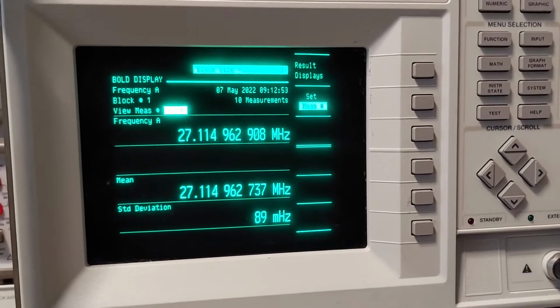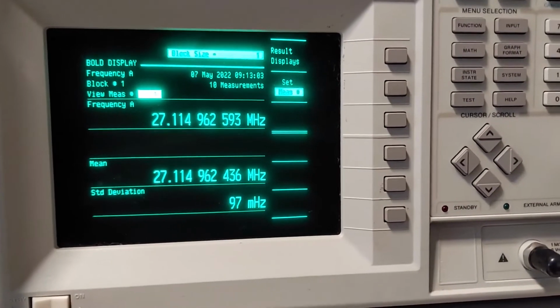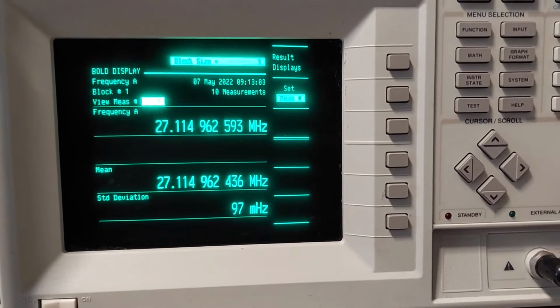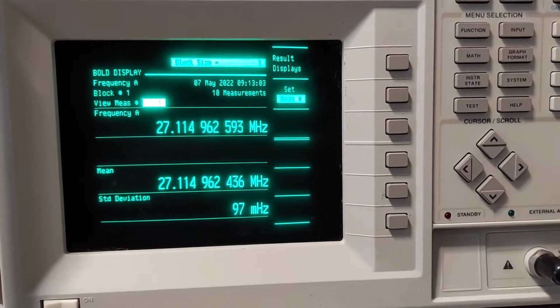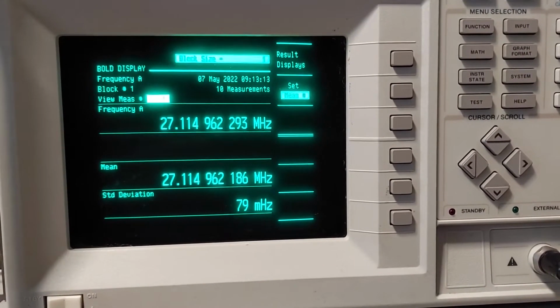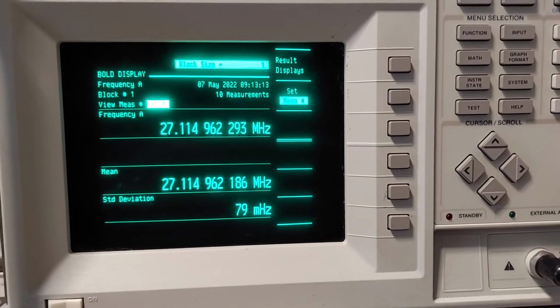So here we are on the time interval analyzer. Right now I'm just measuring frequency, and it's not too bad. It's running about 38 hertz low. So that's pretty damn good. It's pretty stable too.